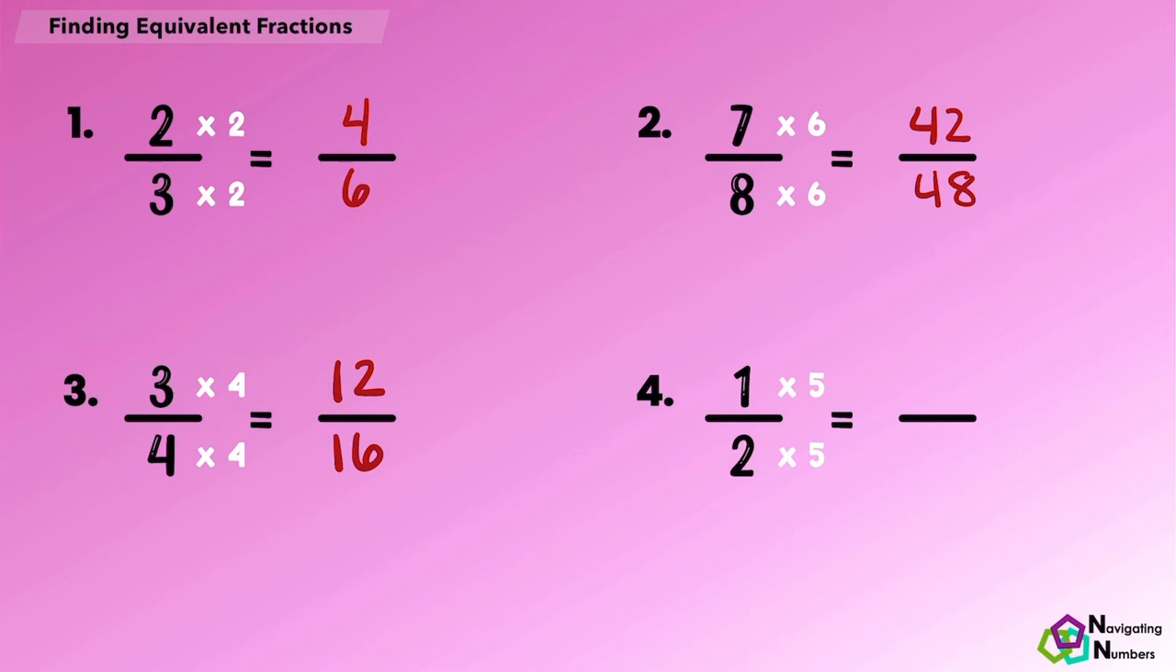Number 4, we have 1/2 or 1 over 2. We're going to multiply both the numerator and denominator times 5. So 1 times 5 is 5. 2 times 5 is 10.